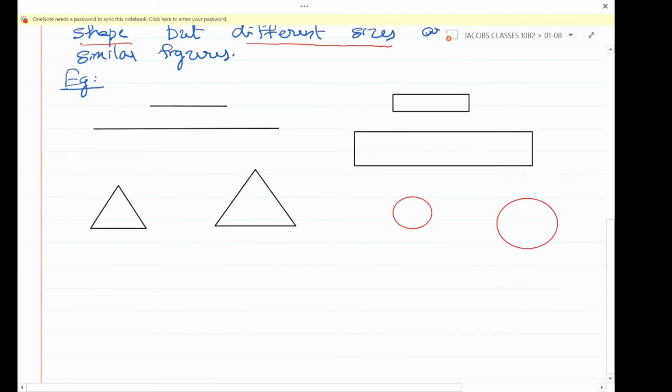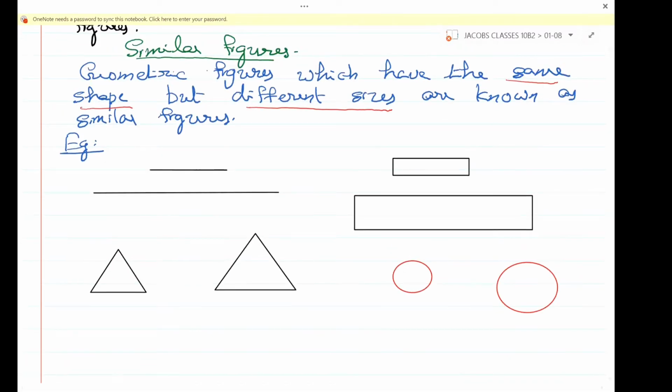Even isosceles triangles also, if we take two isosceles triangles, we may not get that they are similar. But equilateral triangles are always similar because all the angles are 60 degrees each.